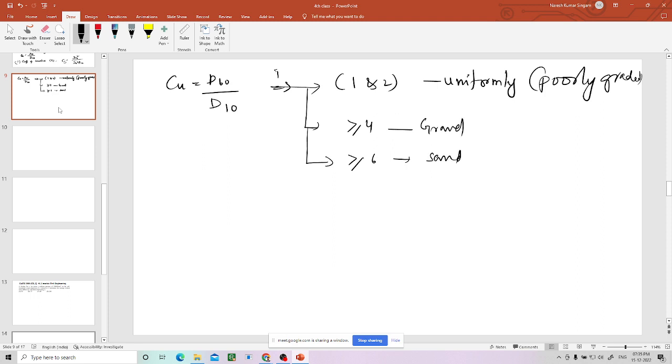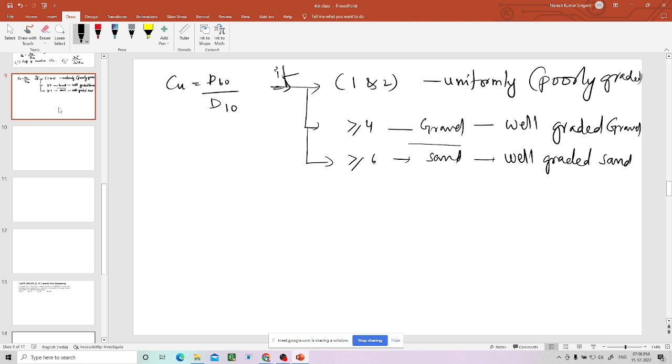if it is greater than or equal to 4 in case of gravel, that is called well graded gravel. If it is greater than 6, then it is called well graded sand. Suppose you have taken sand and you got 4. That is not well graded, because sand should reach 6 minimum to be said as well graded.